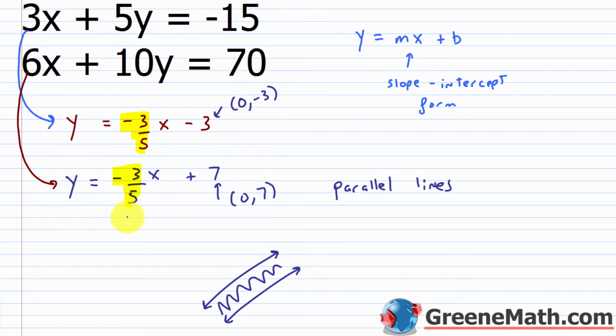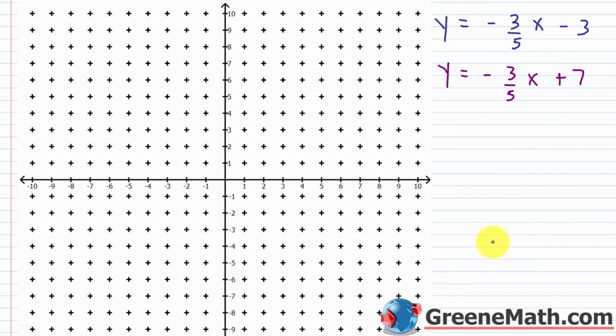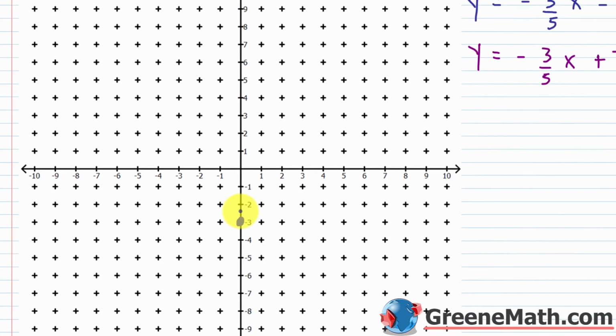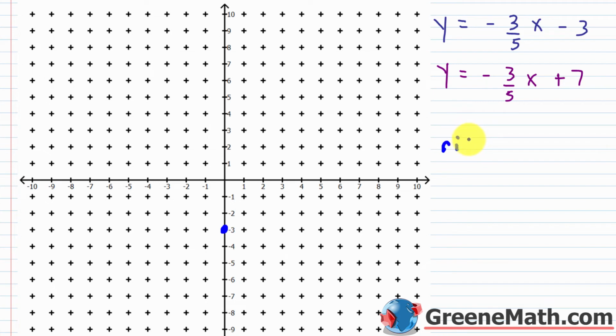So let's go ahead and take these two down to the coordinate plane. We're going to graph them, and we're going to take a look at what parallel lines would look like. All right, so for the first equation, y equals negative 3/5 x minus 3. The y-intercept occurs at 0, negative 3, so that's right here. And then the slope, again, rise over run, is equal to negative 3 over 5. So I can rise negative 3 and run 5, or I can rise 3 and run negative 5. Remember, negative over positive is the same as positive over negative.